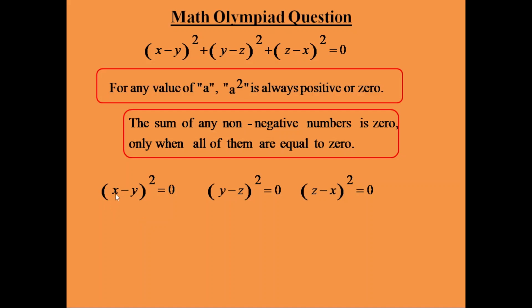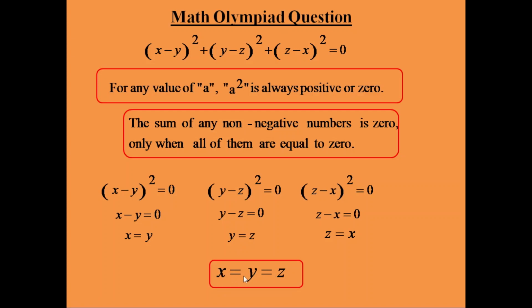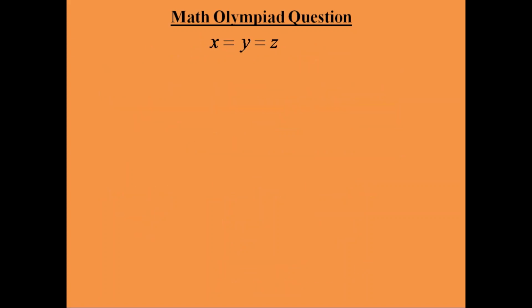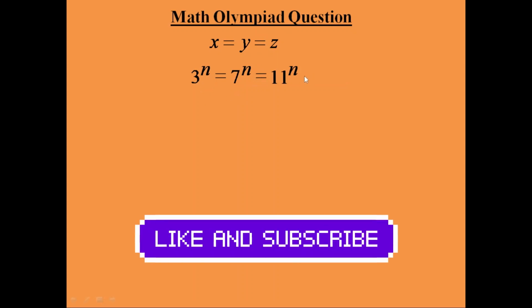Now let's take this x minus y whole square is equal to 0. We can write x minus y is equal to 0 and x is equal to y. Similarly, come here. Y minus z is equal to 0, y is equal to z. Z minus x is equal to 0, z is equal to x. Let's consider these three equations. By combining these equations, we can say that x is equal to y is equal to z. From x is equal to y is equal to z, we can say 3 power n is equal to 7 power n is equal to 11 power n.